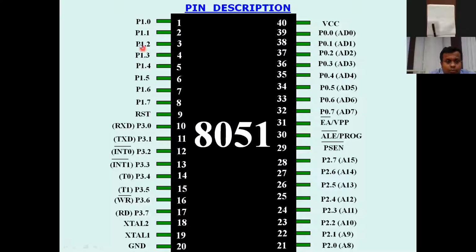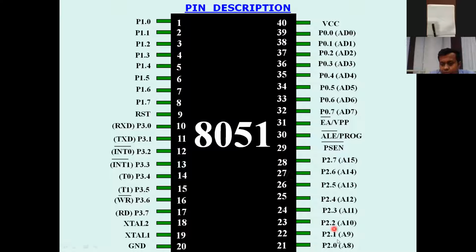This is port 0, sorry, port 1, P1.0 to P1.7. This port 1 is only used as an input and output port. And P3.0 to P3.7, these are port 3. Port 3 is used as an input output port as well as for some other functions. I will describe those other functions later on, right?